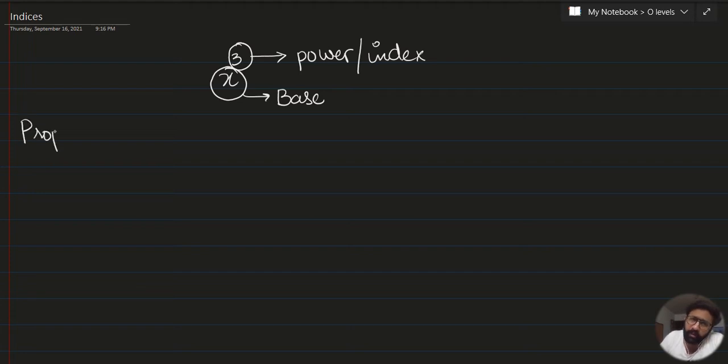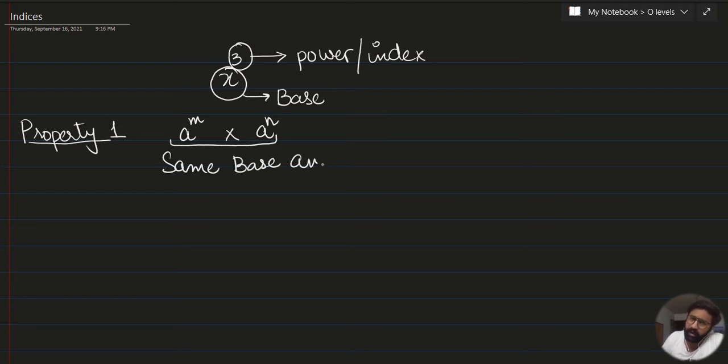So property number 1. Property 1 states that there are two numbers, and they are both being multiplied with one another. You can see that. And they have one thing in common, and that common thing is their base. So they have the same base and are multiplying one another.